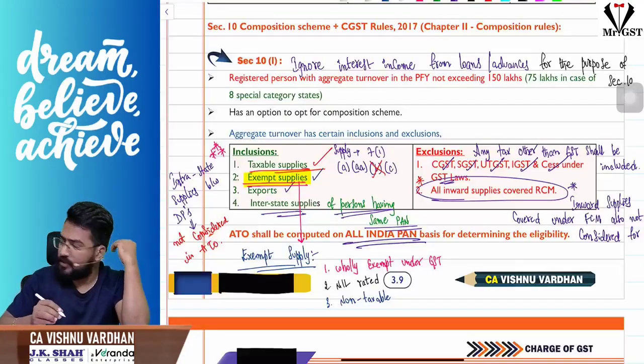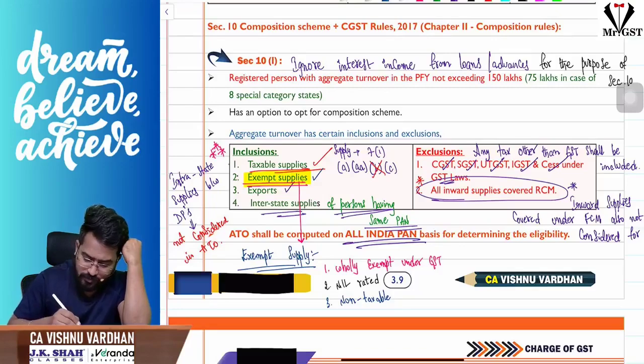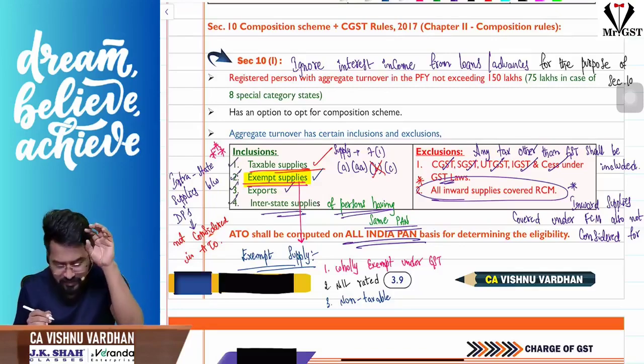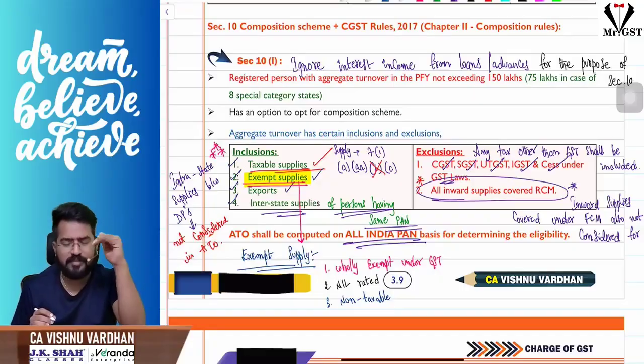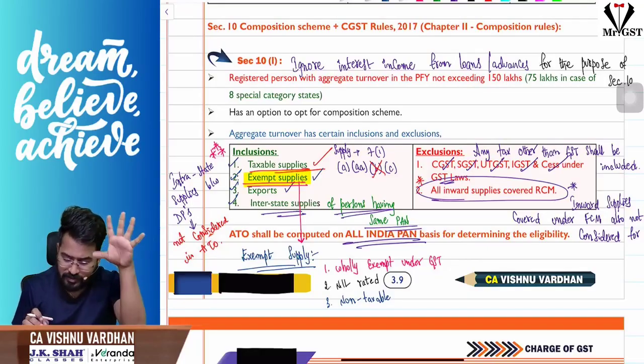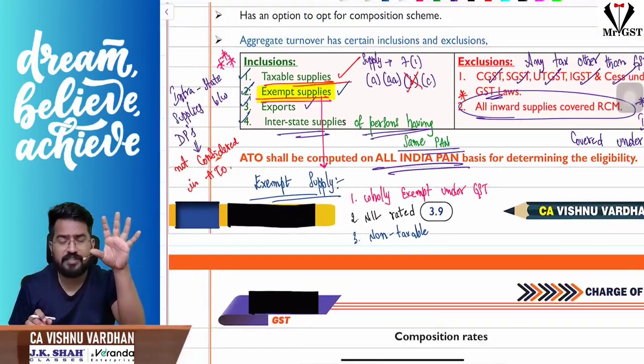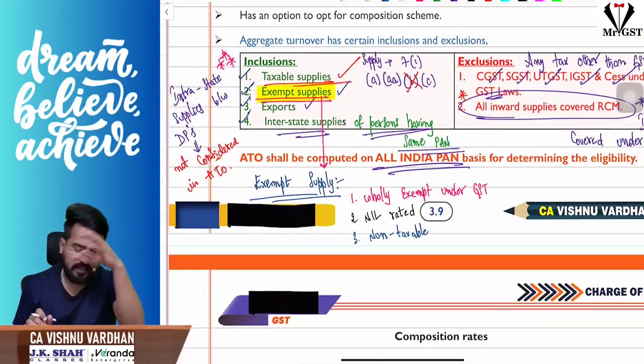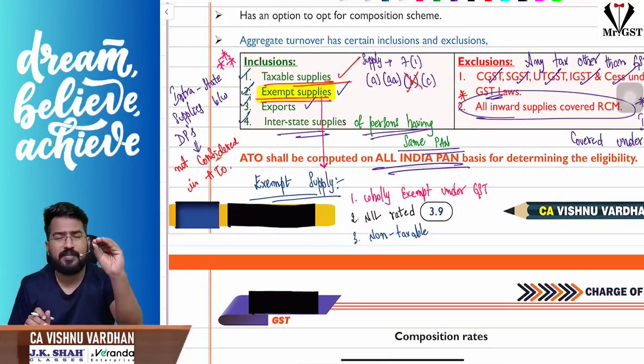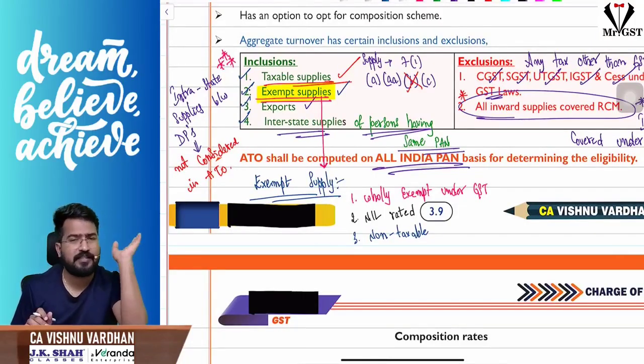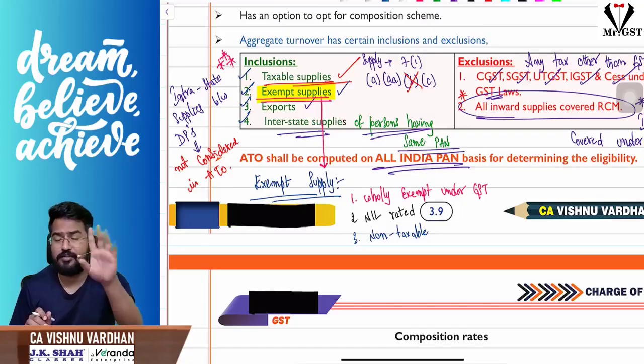So all these things, as I was telling, taxable, exempt, exports, and interstate supplies of persons having the same PAN, you please add all those things. That means here there can be intrastate, interstate, non-taxable, everything. The exempt supply definition says wholly exempt, nil rated, non-taxable, everything. In simple terms, whatever sales you are making, you take it as aggregate turnover. Simple. Only sales, not purchases.